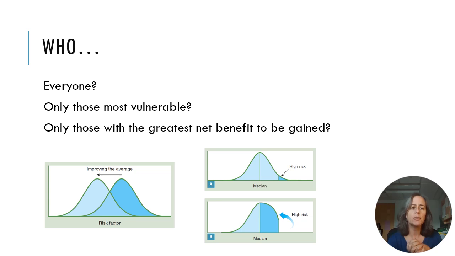So remember we talked in the previous unit about the improving-the-average approach versus just trying to get those at highest risk. And so it might be those who are most vulnerable, or it might be those with the greatest net benefit to be gained.